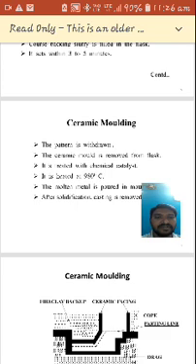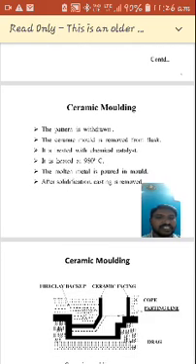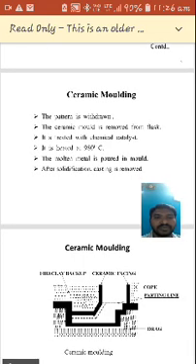The pattern is withdrawn and the ceramic mold is removed from the flask. It is treated with a chemical catalyst and heated at 980 degrees centigrade. After removing the pattern from the mold, the molten metal is poured.